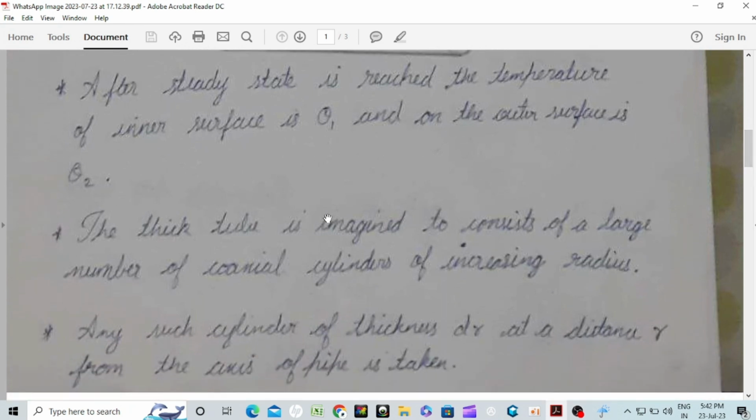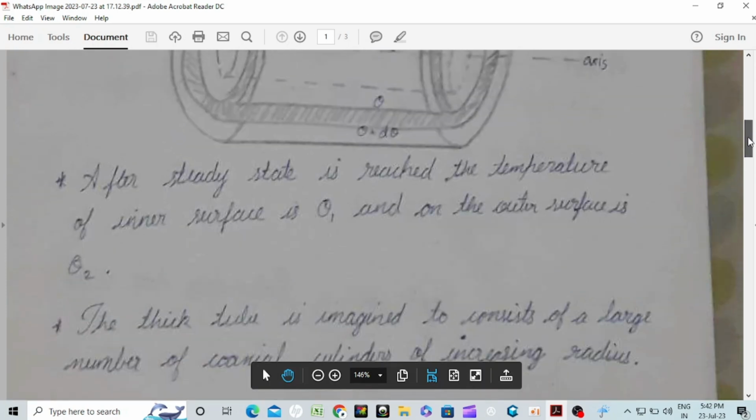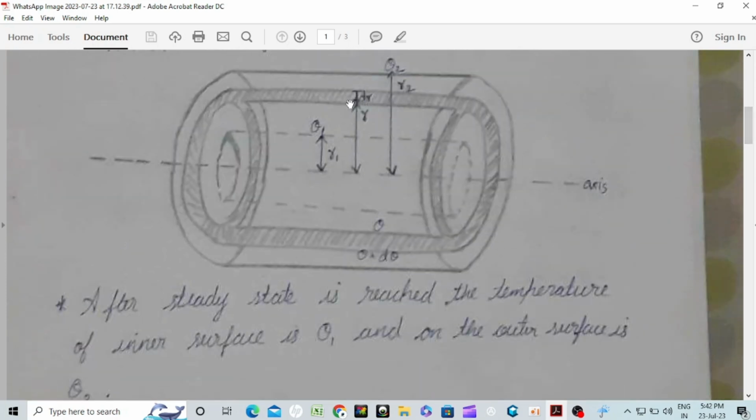Then the thick tube is imagined to consist of a large number of coaxial cylinders of increasing radius. Among those coaxial cylinders, we select one cylinder of thickness dr, which is at a distance r from the axis of the tube. Here I have drawn one coaxial cylinder. Its thickness is dr. Its distance from the axis is r.